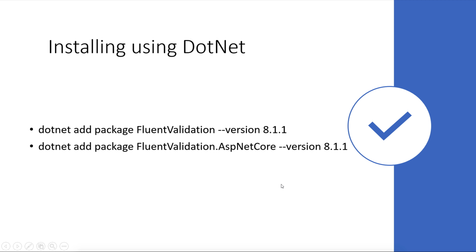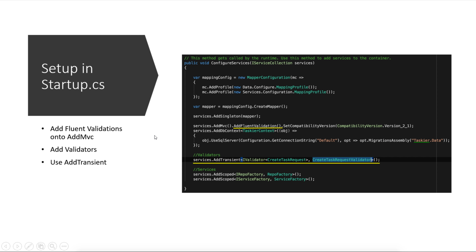So installing that using .NET is pretty simple. You've got to be in the folder for your project, or you have to tell it which project to install into, but it's just dotnet add package. And you know, I've got the two here. It's Fluent Validation and then Fluent Validation ASP.NET Core. At the time of me creating this video, we are at version 8.1.1. So this is still continuing to be developed. It's a great package. I love it. I use it. I recommend it.